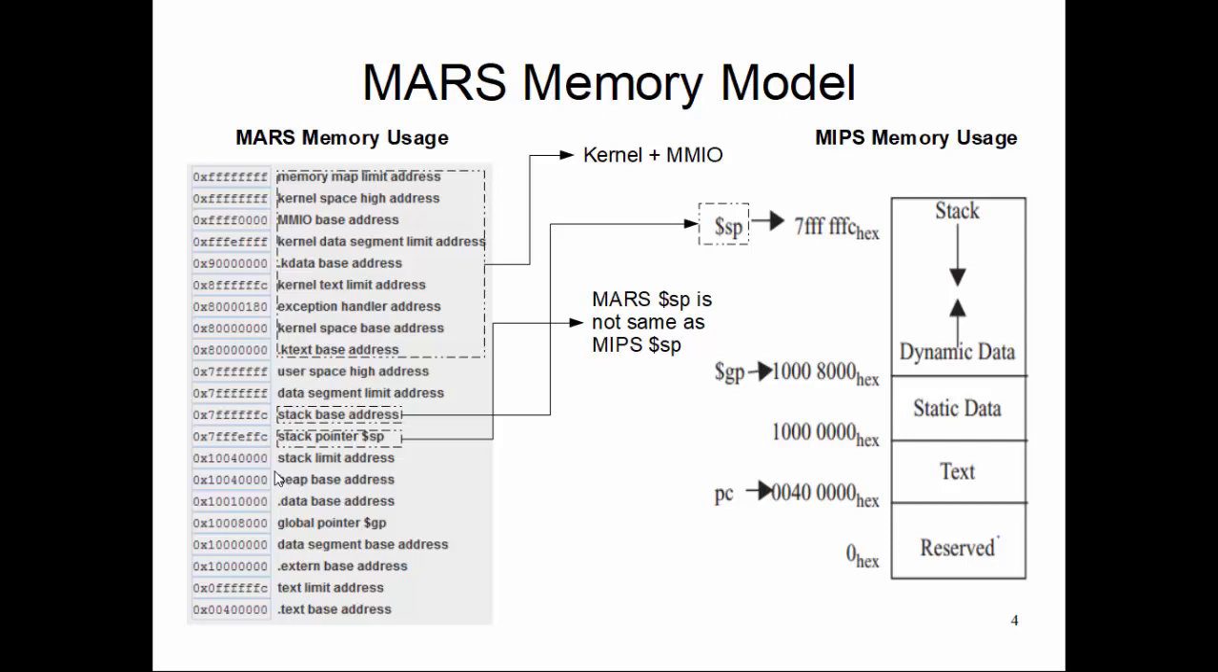However, that is purely my educated guess, and that's probably the cause why they wanted to start at 7FFF EFFC. Nonetheless, the point is Mars starts at a different point than what MIPS suggests. Then we have the data segment base address, which is also the extern base address, starting at 100,000 hex.